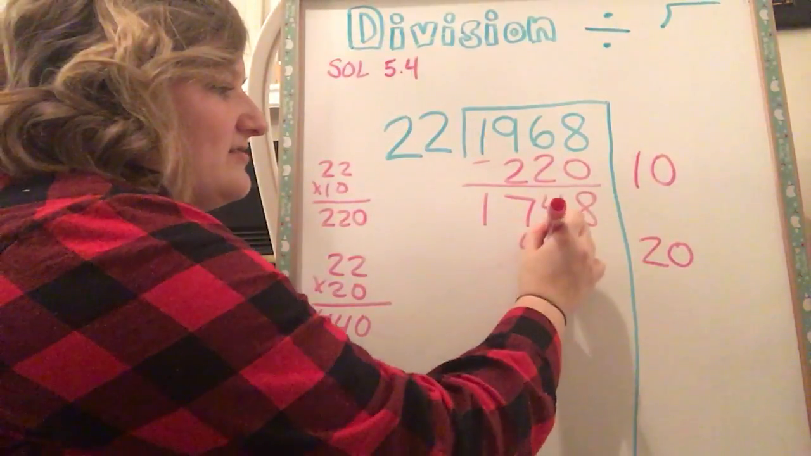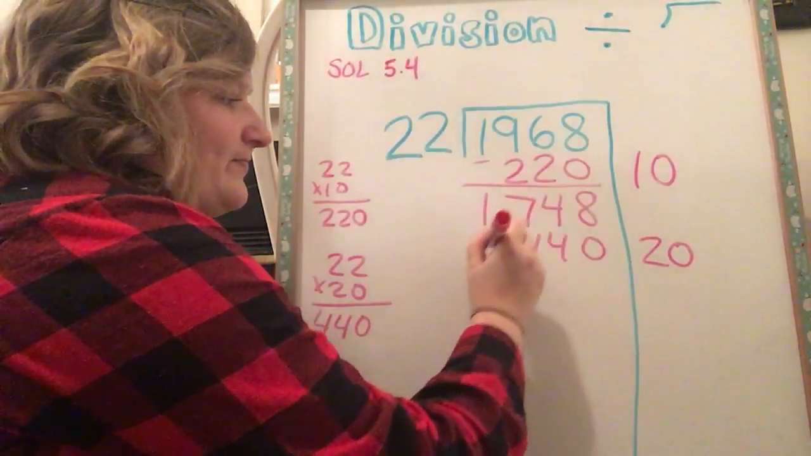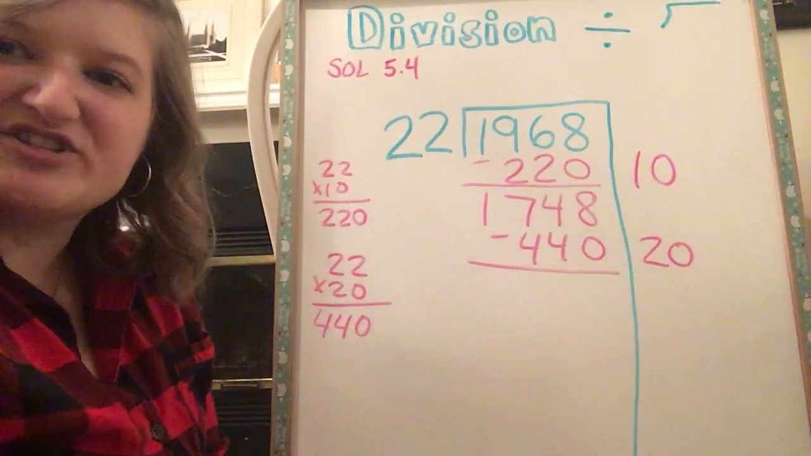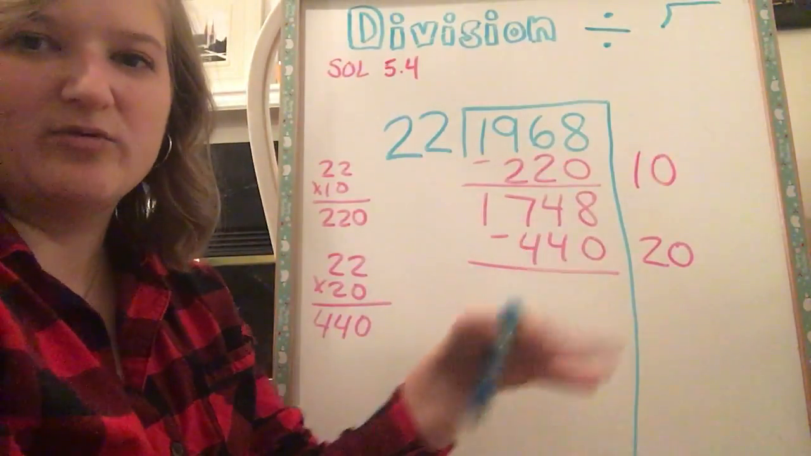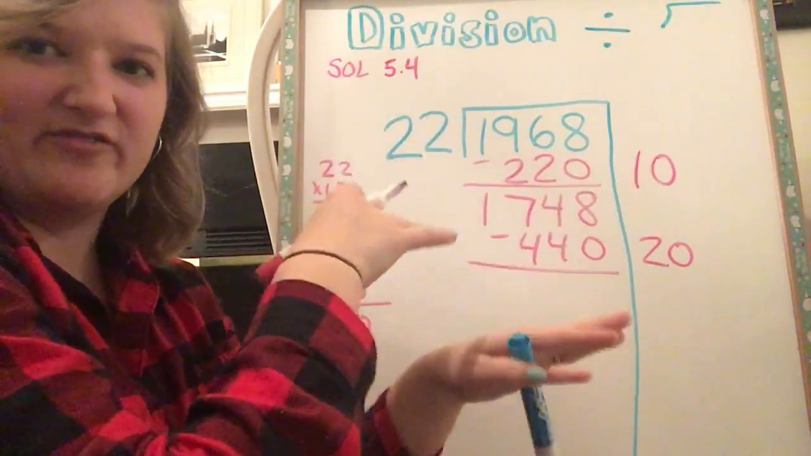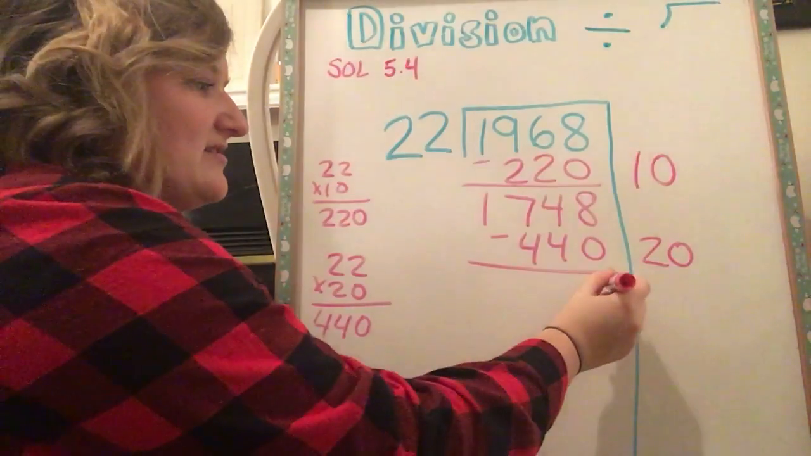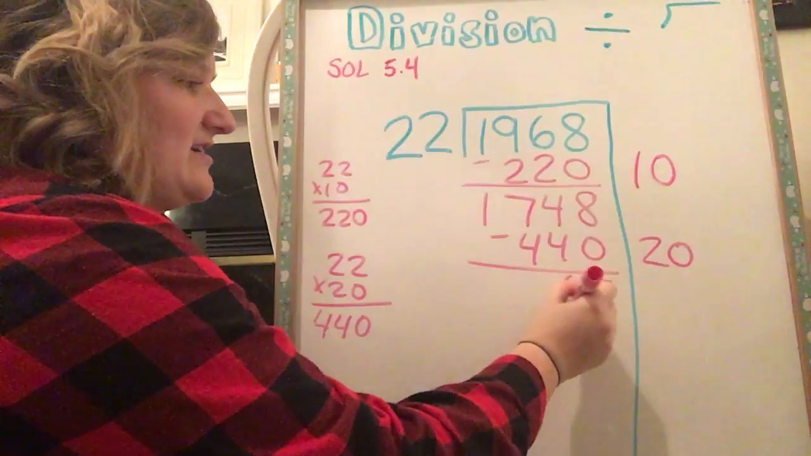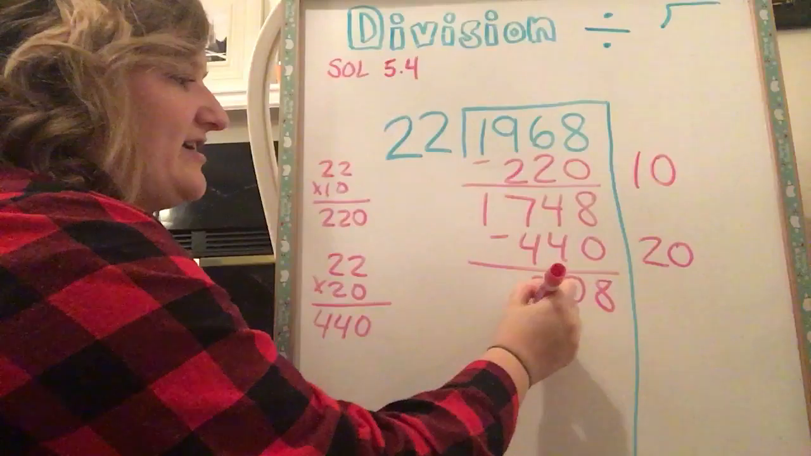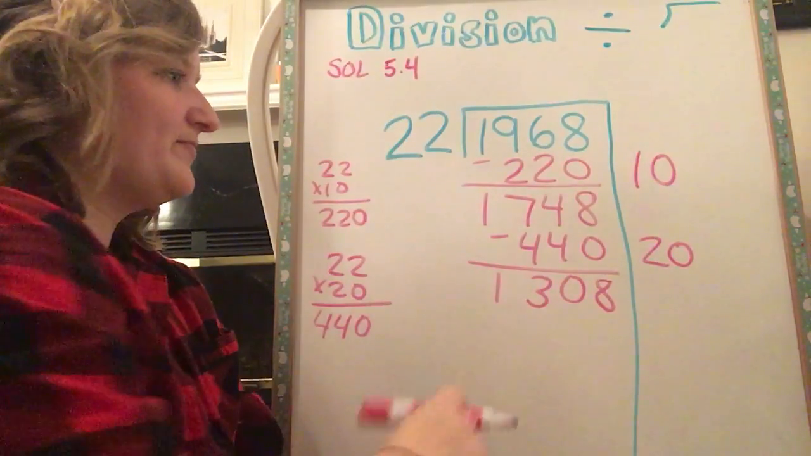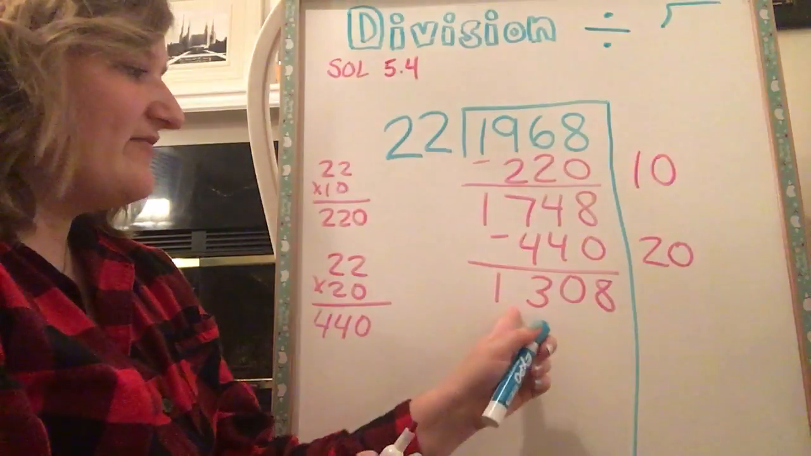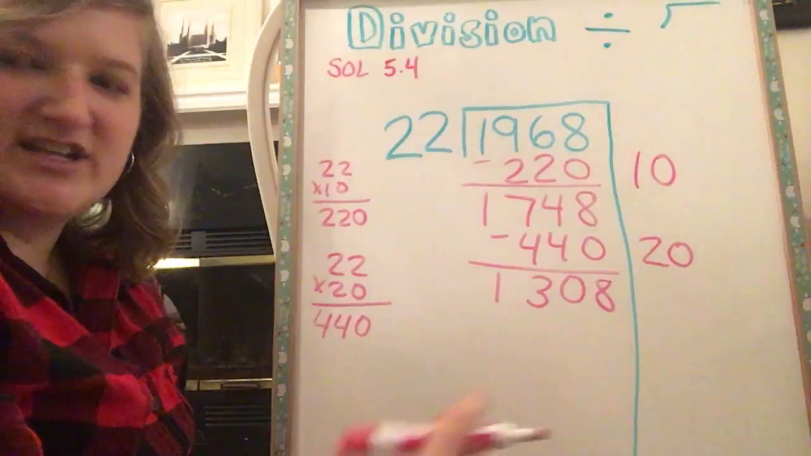We need to subtract it out. Remember, the reason we're subtracting is because we've already used that amount. We've already split it up evenly, so we can get rid of it. 8 take away 0 is 8. 4 take away 4 is 0. 7 take away 4 is 3. And my 1 still comes down. It looks like I have enough where I could still take out another 20, so let's do that.